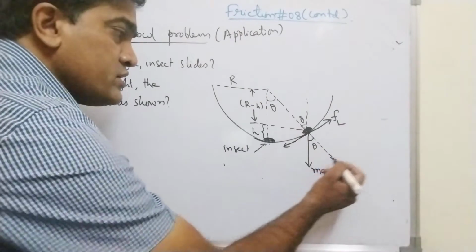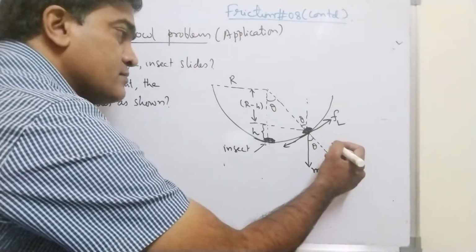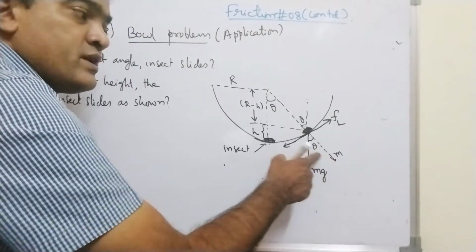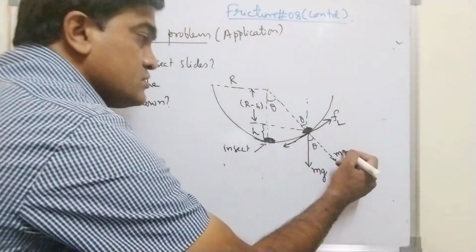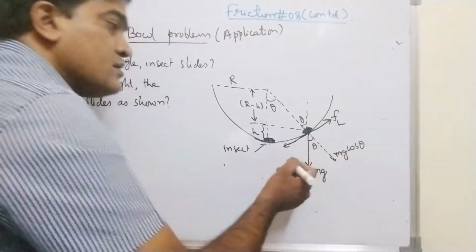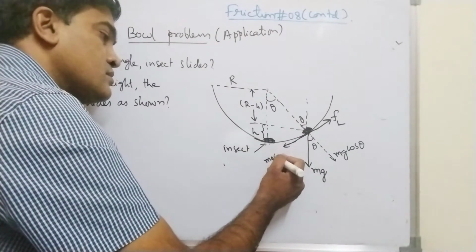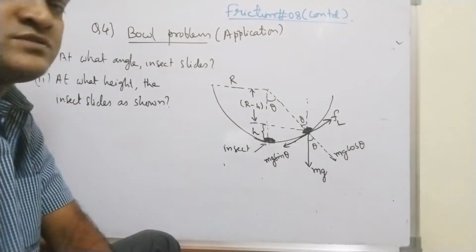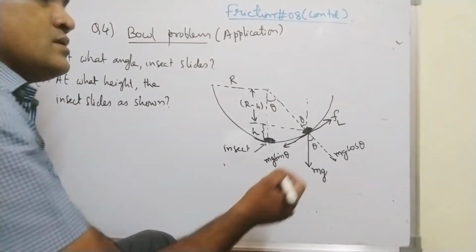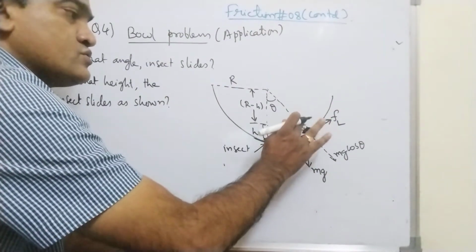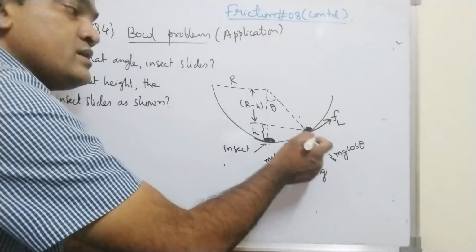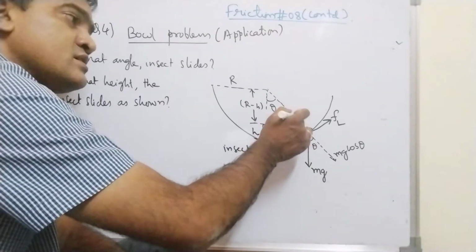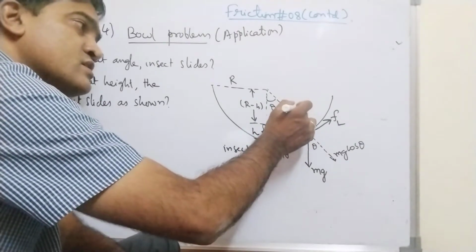Now mg is resolved into two components. One is normal to the surface of the bowl, which is nothing but, anyways, you know very well, the component of weight touching the angle gives cos. So mg cos theta, and this one is mg sin theta. Fine? Right. Anyways, I don't want to show you this. Now here, this bowl exerts a force on the insect that is called the normal force.